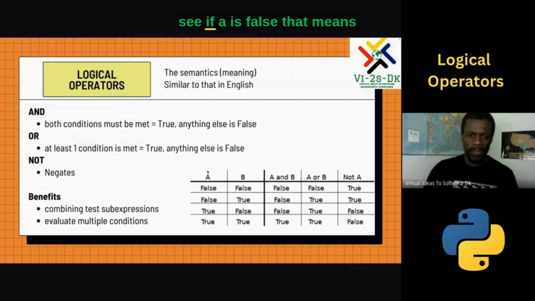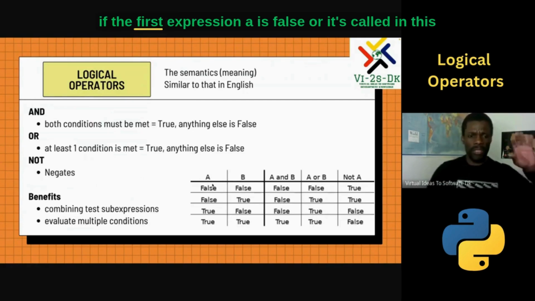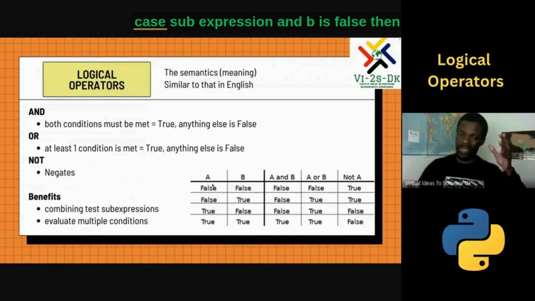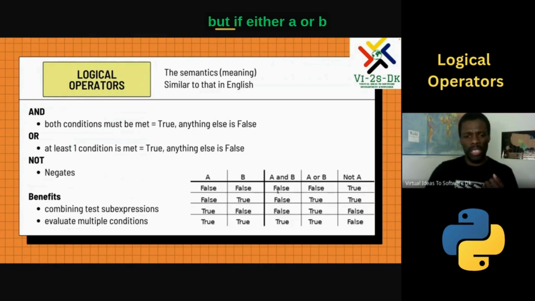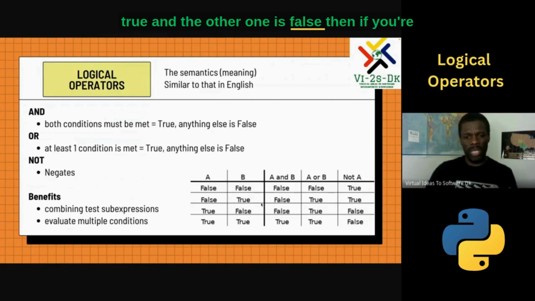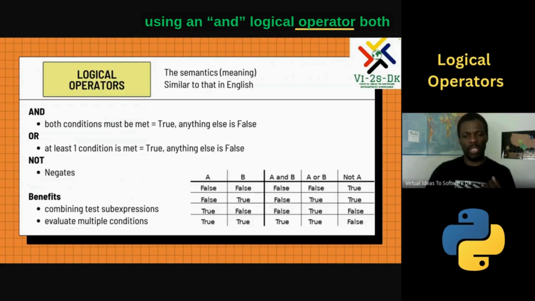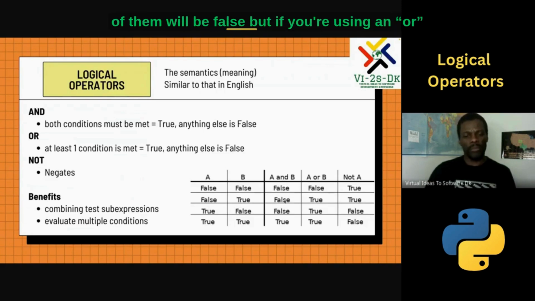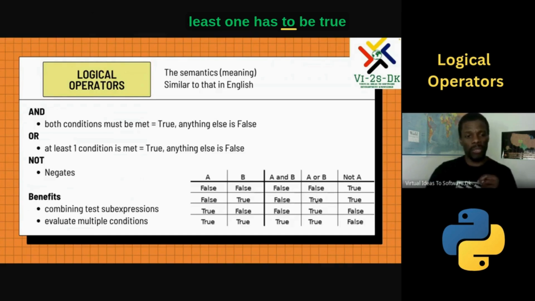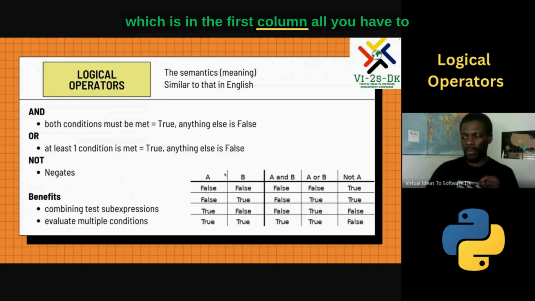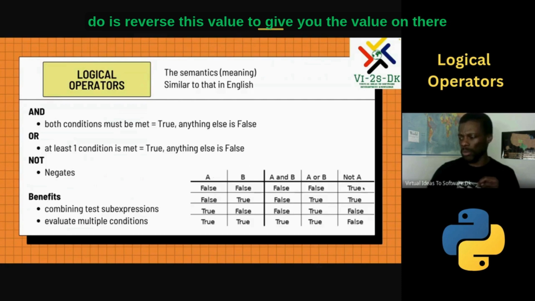As you can see, if A is false, that means if the first expression A is false, or it's called in this case a sub-expression, and B is false, then A and B will give you false. A or B will also give you false. But if either A or B is true and the other one is false, then if you're using an AND logical operator, both of them will be false. But if you're using an OR logical operator, both of them will be true because at least one has to be true. But now if you want to negate A, which is in the first column, all you have to do is reverse this value to give you the value there.